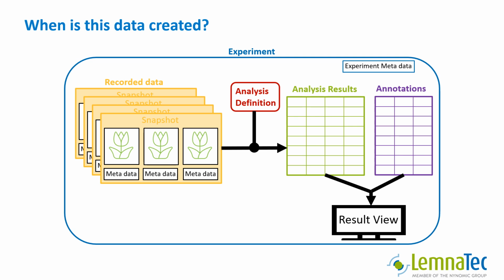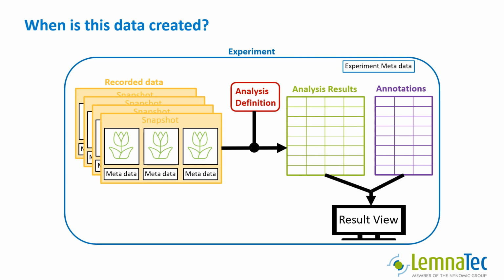Now we have experiment definitions and image data in our database. The next step is to execute the image analysis, which will give us analysis results. First, we need an analysis definition and apply this to selected snapshots from the recorded data. These analysis tasks are called analysis jobs and are executed via the analysis executor.